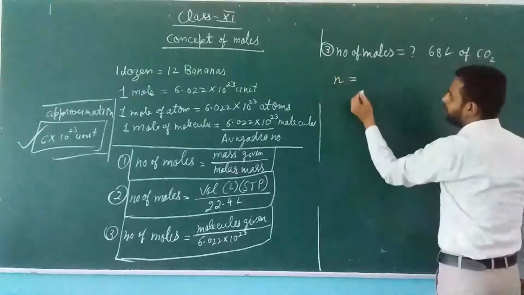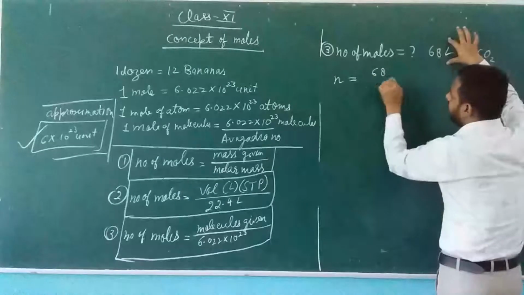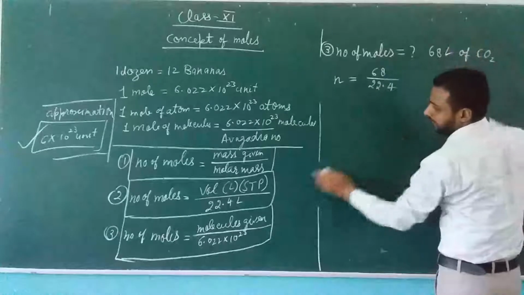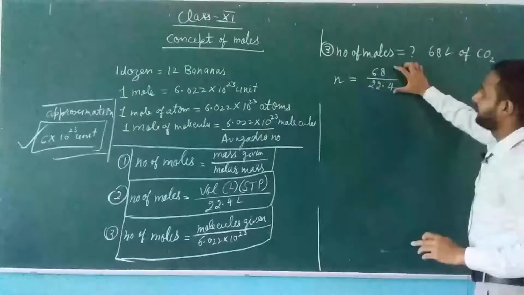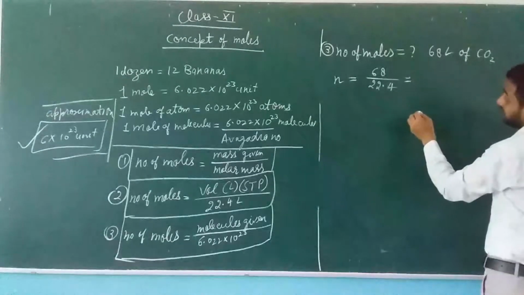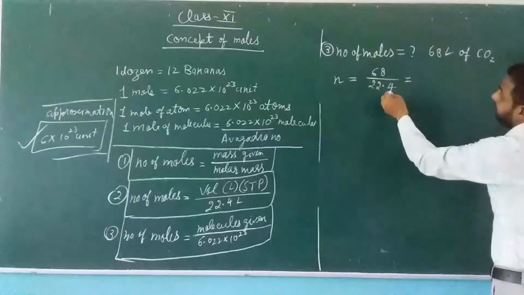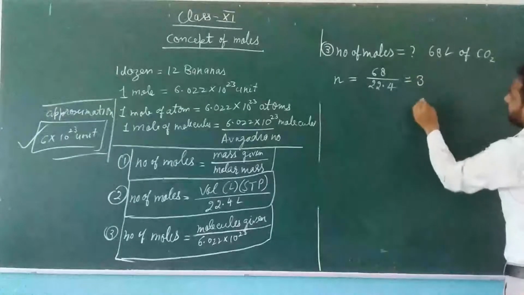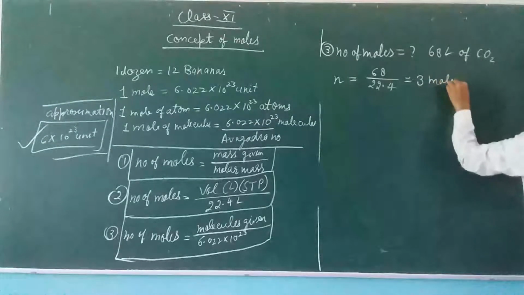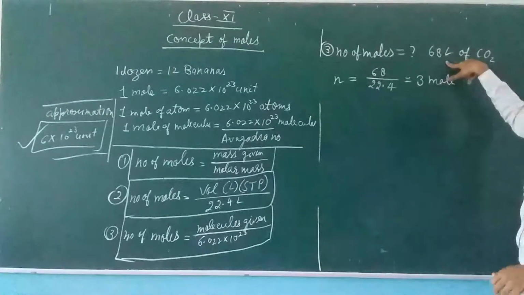Number of moles is equal to volume upon 22.4 at STP. Volume is 68, so we can calculate the number of moles. Here it will be about 3 moles. When we calculate by approximation, we get approximately 3 moles of CO2 present in 68 liter of CO2.